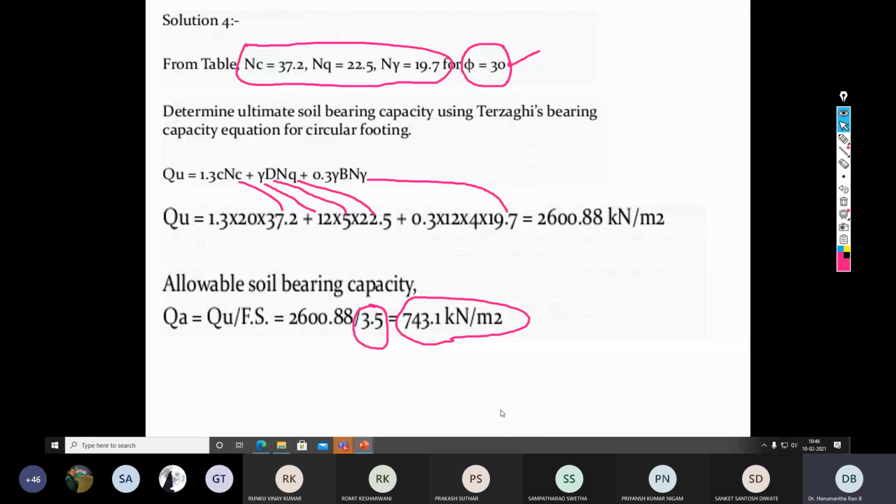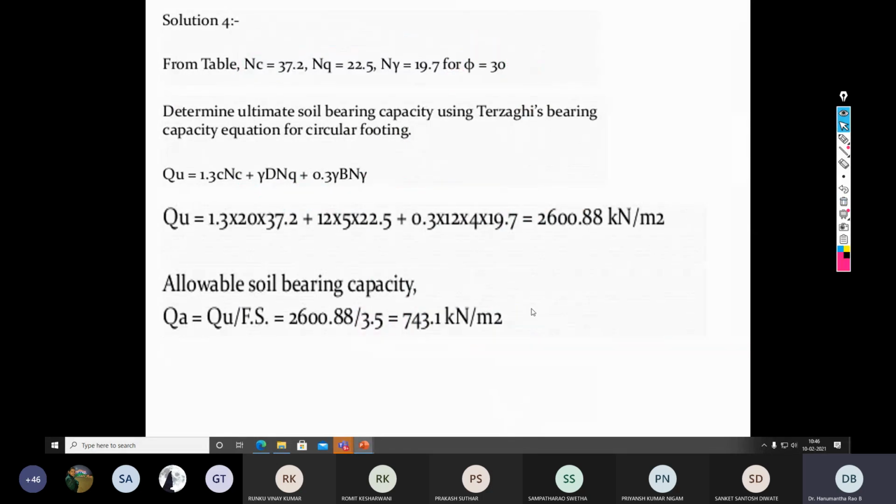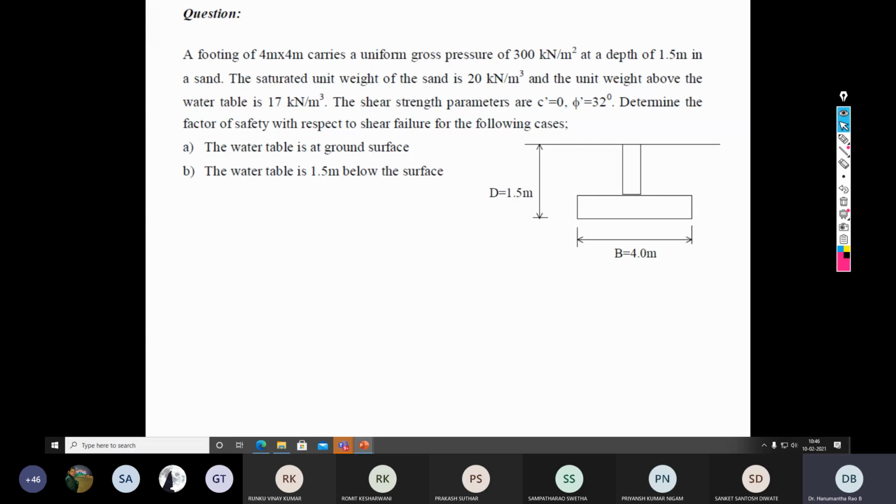Okay. So, let me give you another sum. In the meantime, you can calculate. So, just note down. This is the effect of the groundwater table. A footing of 4 meter by 4 meter carries a uniform gross pressure of 300 kilonewton per square meter at a depth of 1.5 meter in a sand.